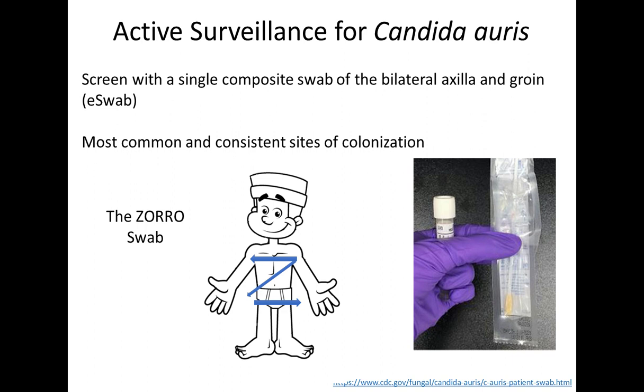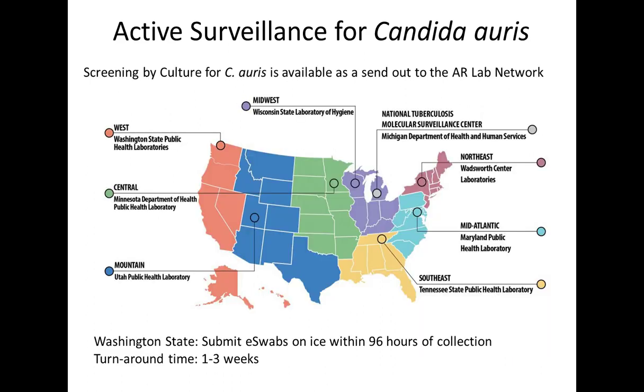So how does active surveillance occur? How do you figure out whether or not someone is colonized with Candida auris? The suggestion from the CDC is to screen with a single composite swab of the bilateral axilla and groin. This is called a Zorro swab or a Z swab, and you can see it goes across the armpits and over the groin. These are the most common and consistent sites of colonization, and this sort of screening has been used in the outbreaks in New York and in Chicago to be able to recognize colonized patients. The question then is, how do you figure out whether there's any Candida auris in that specimen that was taken?